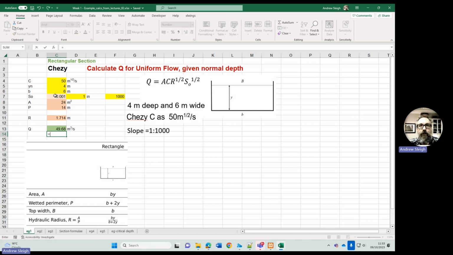Let's have a look at that formula again. We don't need to use those raising to the half. We can use a square root function. So let me just do this one again to show it's the same. So A times C times, we're going to use the square root of R times the square root, SQRT in Excel, of S0. And we've got the same number there. Okay, really simple calculation, explicit formulae.